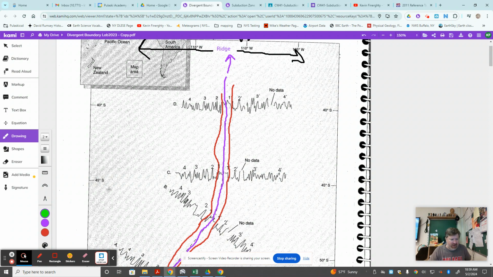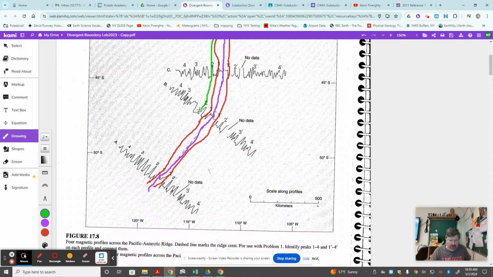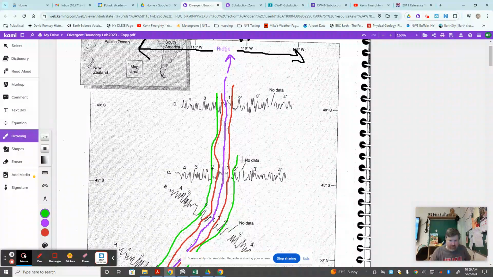I'll go to green for my other color. And the other color is going to be the 2s. Try not to make them cross, but if they do, it's not the end of the world. 2 to 2 to 2 to 2. 2 prime, 2 prime, 2 prime, 2 prime. All right. That would be like reverse, right? Then it goes back again to normal.